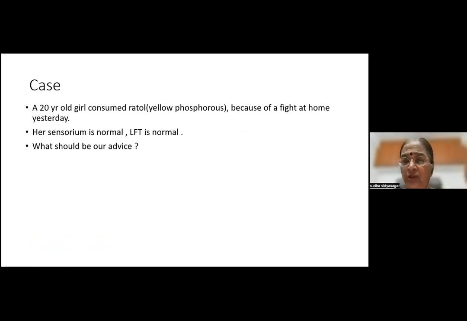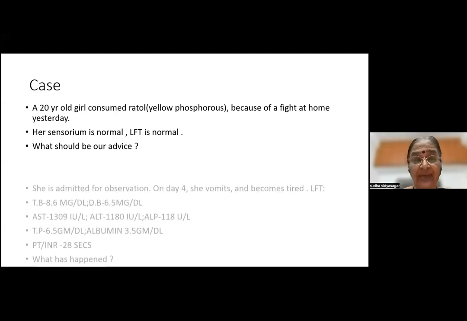LFT is normal, sensorium is normal, patient is okay. She wants to go home. What's your advice? Okay, somebody wants to admit in ICU. Now, why should that be? Somebody wants to monitor. Why should that happen? Okay, because it will rise later, right?